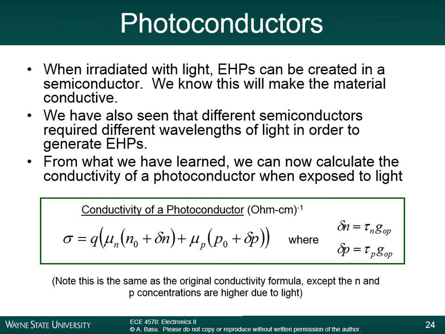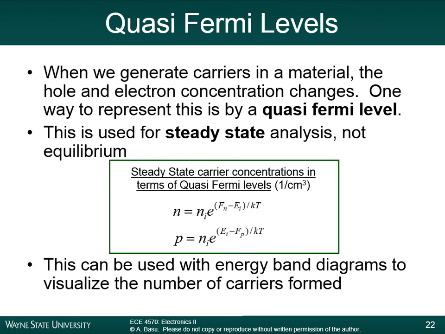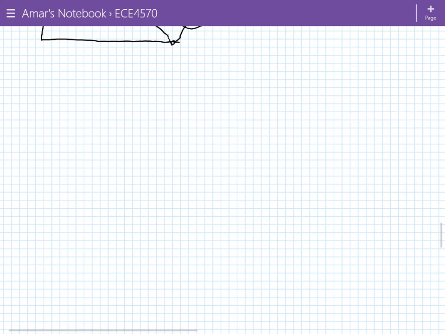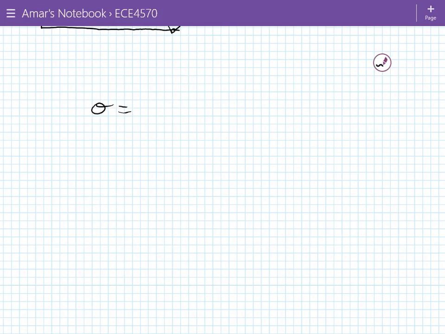So photoconductors are light sensors. The conductivity of the semiconductor, when it's exposed to light, changes. Remember the original conductivity formula: sigma is equal to Q times mu n times n plus Q times mu p times p. This would be for no light.